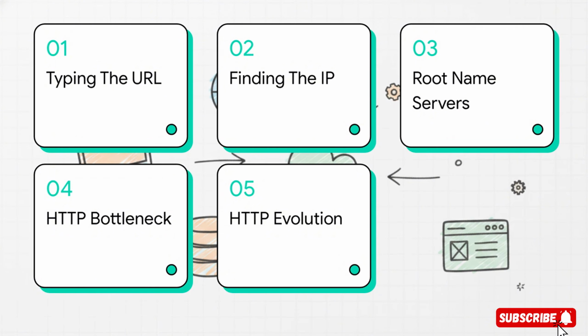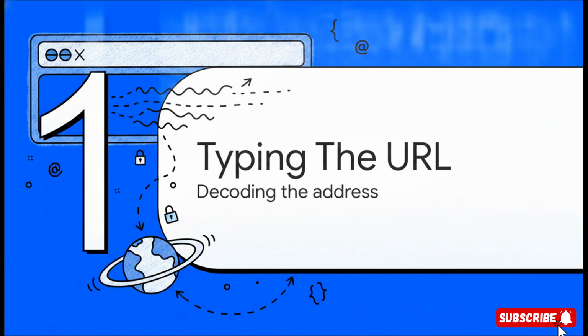Here's our roadmap for the journey. We'll start with typing the URL, then finding the IP address, looking at the root name servers, checking out the HTTP bottleneck, and finally, the HTTP evolution. First up, Section 1, typing the URL.